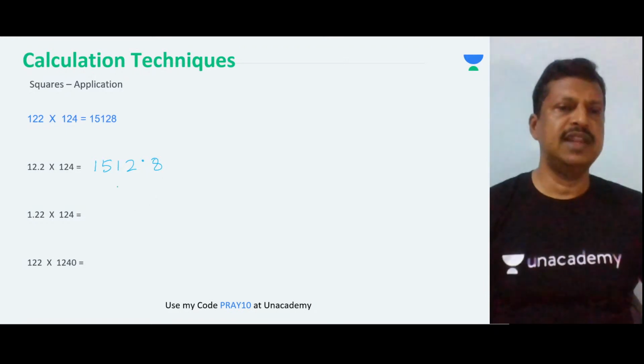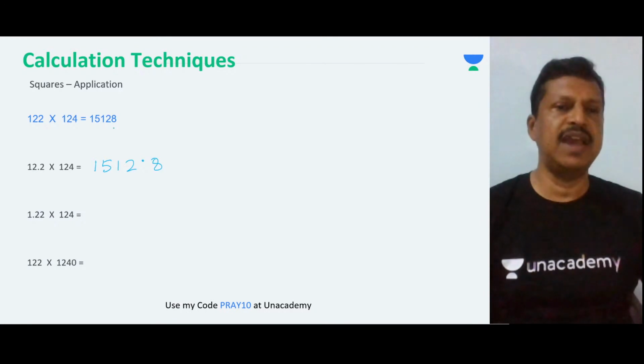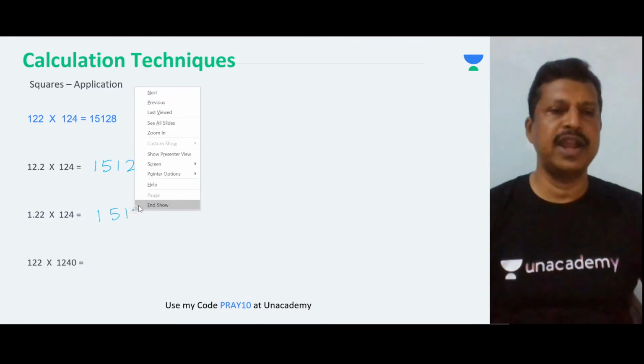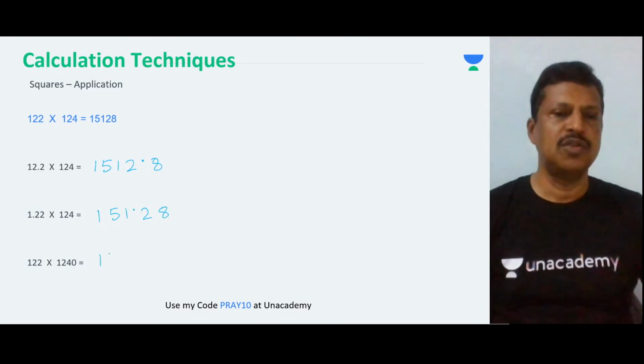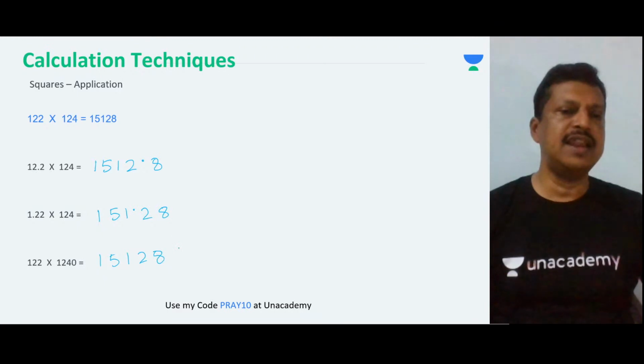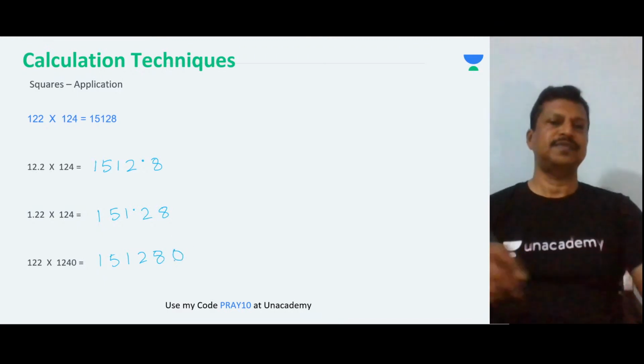All right. Achha, what is the next one? Next one comes out to be, there is a decimal point after two digits, and here there is no decimal point. So in this answer, I'll be having a decimal point after two digits from the right. So this comes out to be 151.28. So this will be what? It will be 15128, and I have got a 0 at the end. Fine.